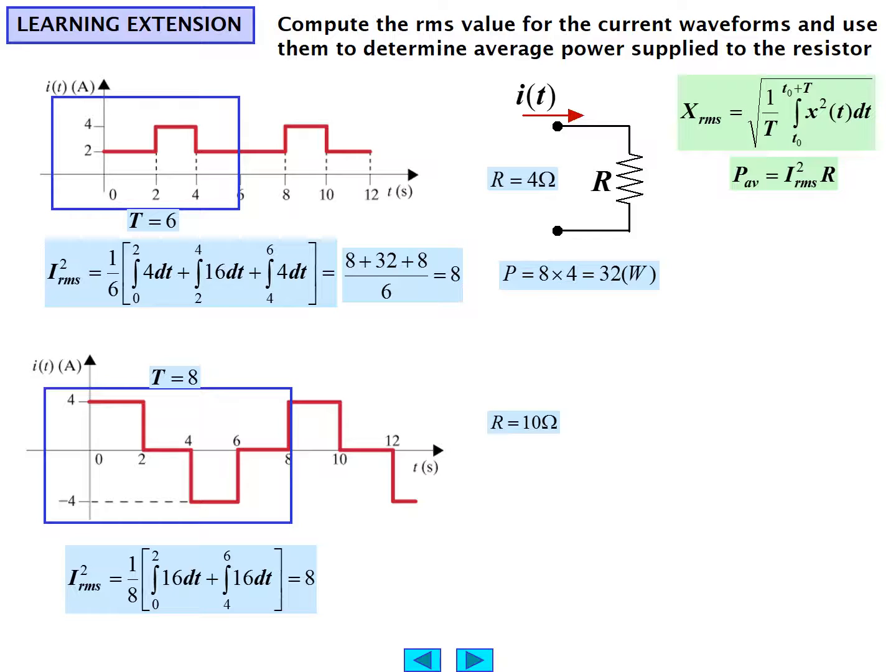The integral from 0 to 2 of 4 squared is 16, and then we have a 0 element from 2 to 4. Then we go from 4 to 6, and it's minus 4, but when we square it, it's also 16. And of course, the last element from 6 to 8 is 0, and therefore I_RMS squared is 8. And therefore, the power is I_RMS squared times 10, which is 80 watts.